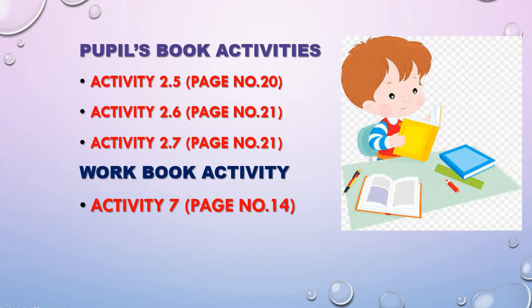Now you have to do Pupils Book activities. So take out your Pupils Book and turn to page number 20. There you can see the learning points. Read these points. This is the summary of the lesson. Then after, do activity 2.5, 2.6 and 2.7 in your grammar book. After that, do this workbook activity on page number 14 in the workbook itself.